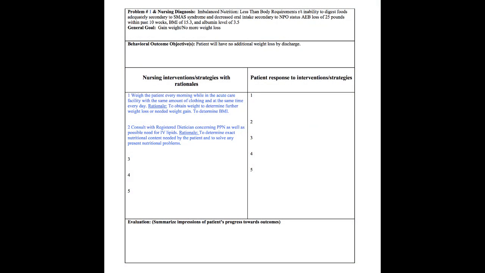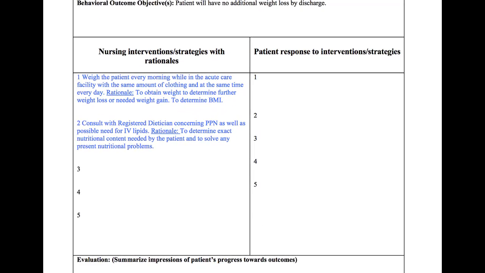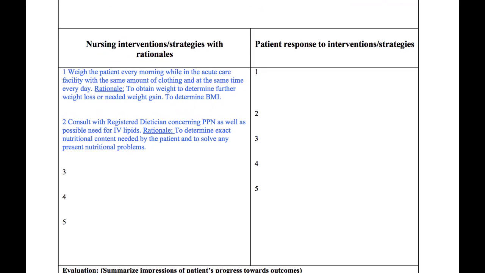The example nursing interventions with rationales include the following. Weigh the patient every morning while in the acute care facility with the same amount of clothing and at the same time every day. The rationale is to obtain weight to determine further weight loss or needed weight gain, and also determine BMI. Our second intervention is to consult with a registered dietitian concerning the PPN, as well as a possible need for IV lipids. The rationale is to determine the exact nutritional content needed by the patient and to solve any present nutritional problems.